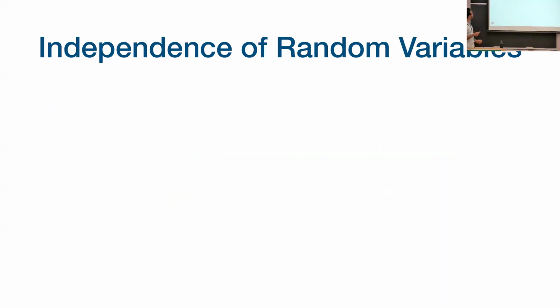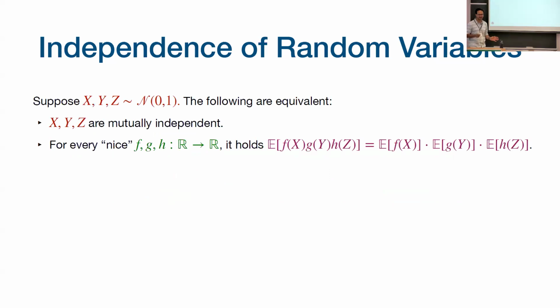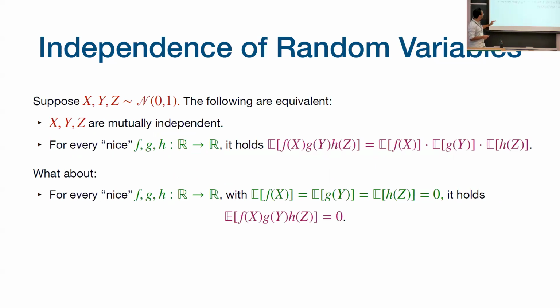And now I want to ask what happens with 3 random variables. The first is the same: x, y, z are mutually independent is the same as saying that for every nice f, g, and h, expectation of f of x times g of y times h of z equals the product of the 3 expectations. But now let me ask this problem: for every nice f, g, h, with expectation f, expectation g, expectation h all 0, it holds that the expectation of f of x times g of y times h of z is 0. What about this condition?